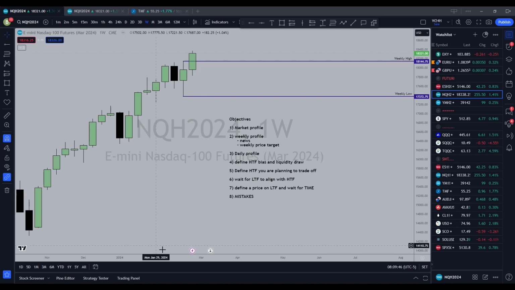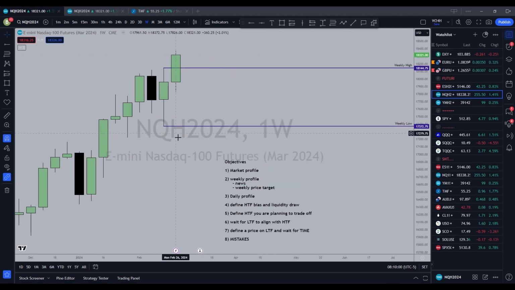Alright, this is the weekly review for the last week of February 2024. And these are the objectives that I want to learn and going forward want to utilize. So basically, we're starting off with the market profile. What is the market profile here on a weekly chart?